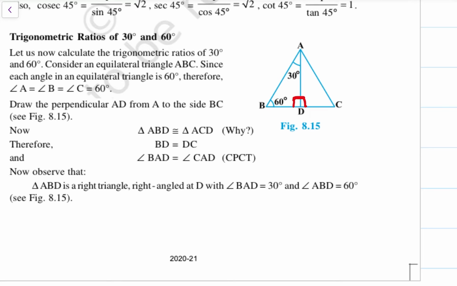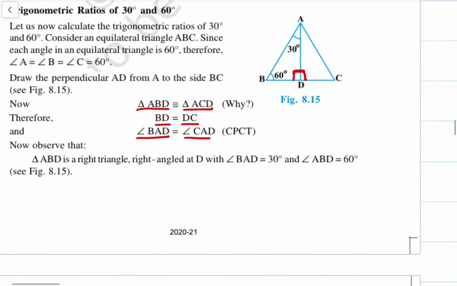So, draw the perpendicular AD from A to side BC. Now, triangle ABD is congruent to triangle ACD. BD is equal to DC and angle BAD is equal to angle CAD by CPCT. Therefore, we can observe that triangle ABD is a right angled triangle, right angled at D, with angle BAD as 30 and angle ABD as 60, as shown in the figure.